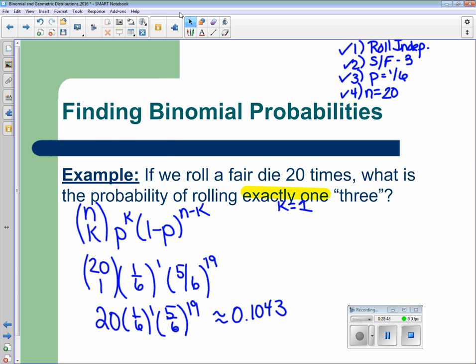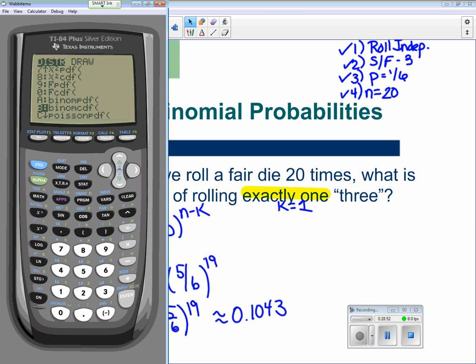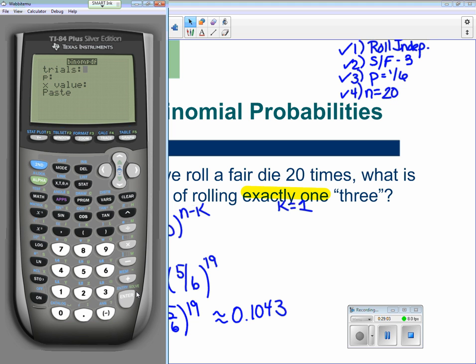So click binom PDF and you will see it brings up a prompt of a couple of different things. It asks you a series of questions. How many trials did we have here? 20, so type in 20 for trials. What's the probability in this particular problem? It's a dice, so what was it again? 1/6, we'll type in 1/6. And then in this case, our x value was just 1. We wanted 1 of them.